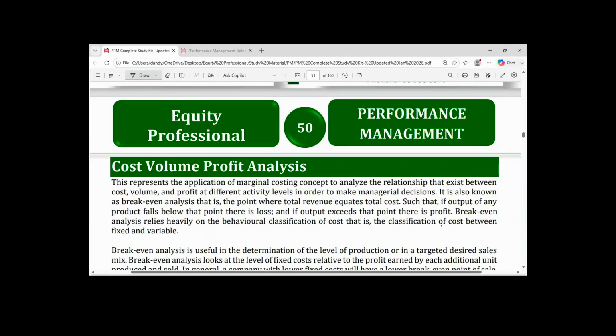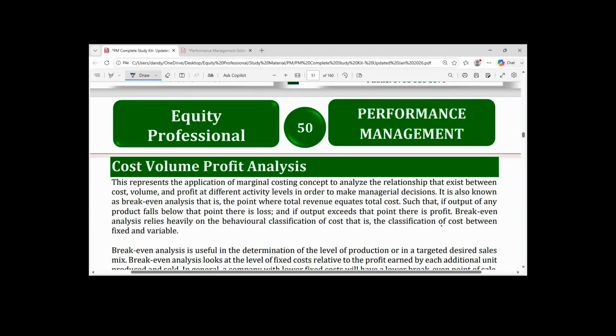Cost volume profit analysis is also one of the areas of application of marginal costing technique. That is why in my definition, I said that CVP represents the application of marginal costing technique to establish the relationship that exists between cost, volume, and profit at different activity levels. So in all these topics that I mentioned, we utilized contribution margin analysis. Therefore, what do you understand by contribution margin?